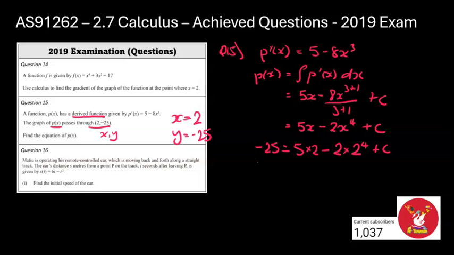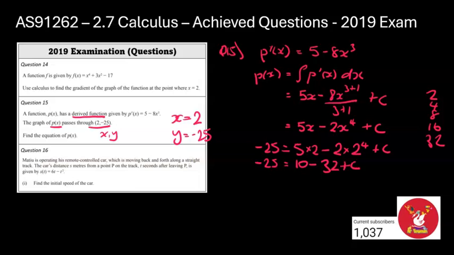So let's start simplifying. So we're going to have negative 25, and that's going to be equal to 5 times 2, which is 10. And we're going to minus 2 to the power of 4. So that's going to become 2, 4, 8, 16. And we're going to times that by 2. So that's going to become 32. So it's going to be minus 32 plus c.